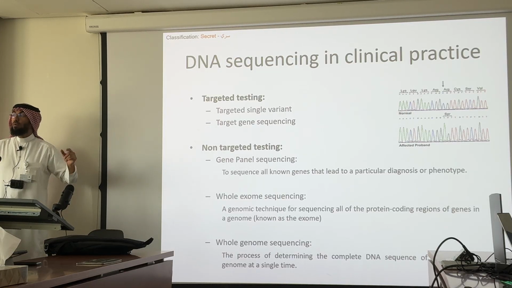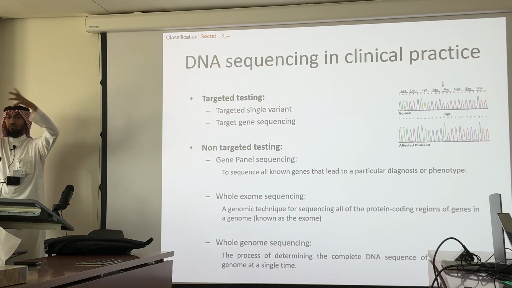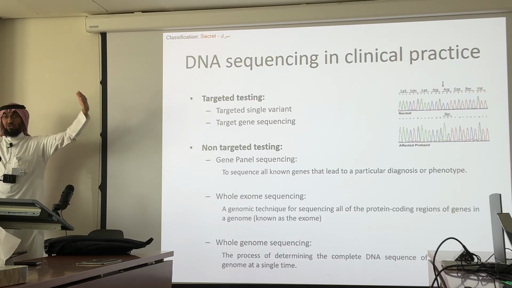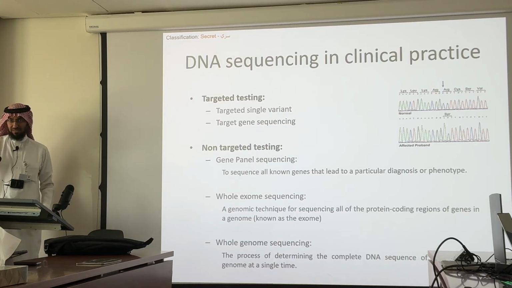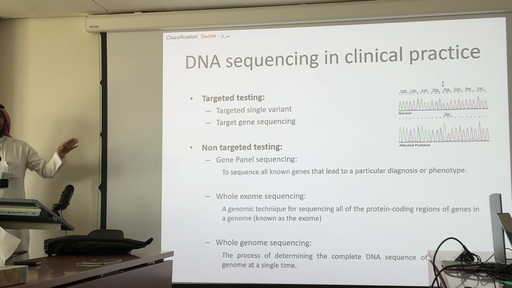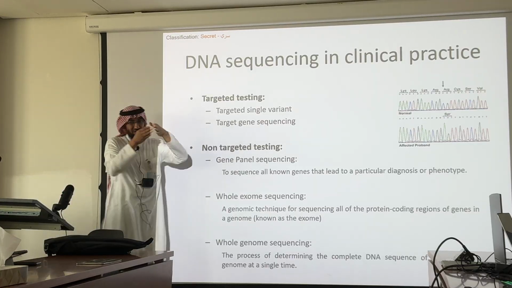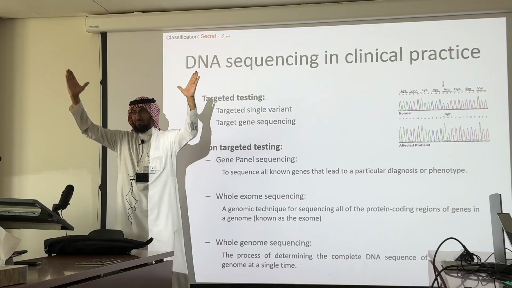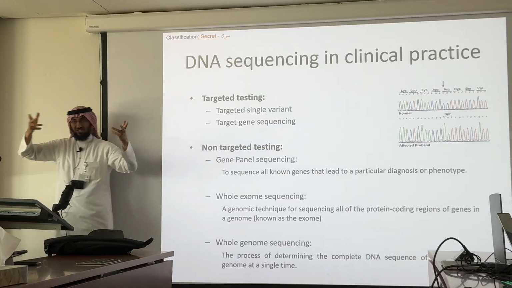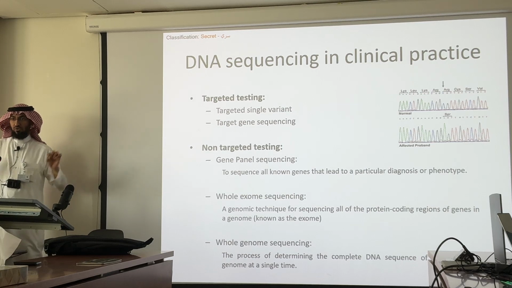Sometimes you have a mentally retarded patient. You don't have any clue. You don't know where to go. So you need to do the whole exome. All the coding segments in our genome have to be sequenced. And this is whole exome. So we started small, then bigger, depending on the question. Whole exome, you sequence all the exons in our genome.